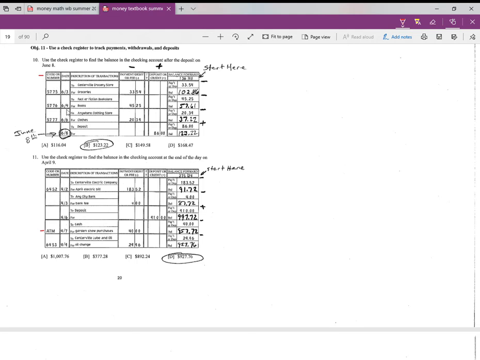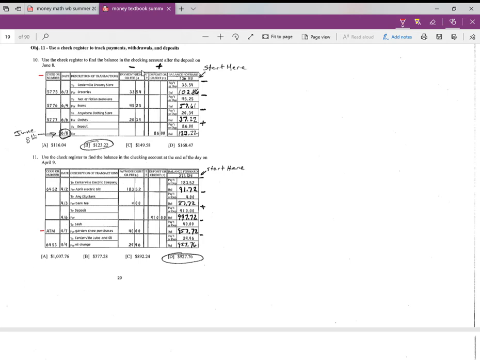Date, you just write the date in here. Description. Some checkbooks or check registers have just one blank here, and you just write in here. Here they have two spots, and the way they're doing it is writing who you wrote the check out to and then what it was for. So Centerville grocery store for groceries, anywhere clothing store for clothes, and so on.